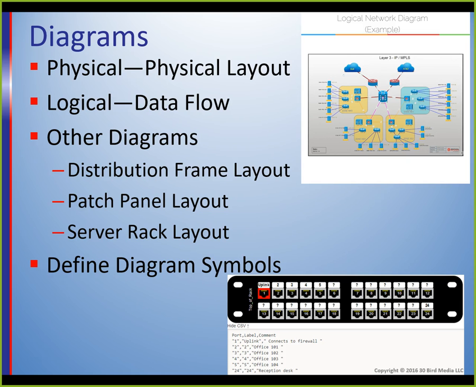So the physical is the physical layout where we reach out and touch them. We can see where they are. The logical is the datagram, or the data flow in the network itself. Some other diagrams: a distribution frame layout, the patch panel layout, and the server rack layout. We'll look at some server racks here in a minute. And what you see in here would be a patch panel layout.